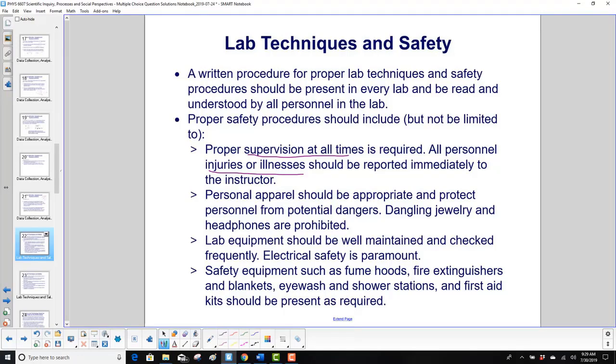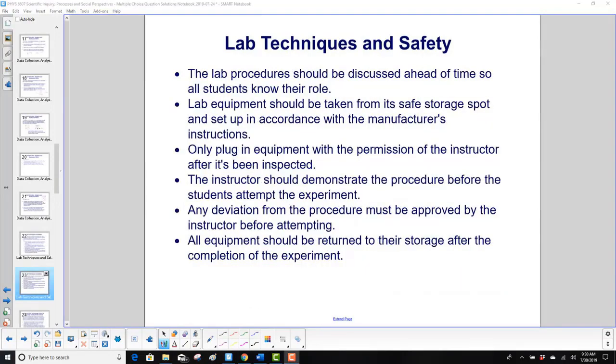Personal apparel should be appropriate and protect personnel from potential dangers. Dangling jewelry and headphones are prohibited. Lab equipment should be well maintained and checked frequently. Electrical safety is paramount. Electricity can be very dangerous. Safety equipment such as fume hoods, fire extinguishers and blankets, eye wash and shower stations, and first aid kits should be present as required. And there's more.